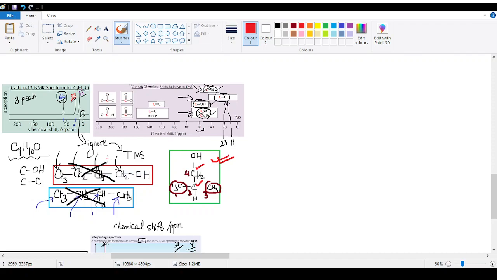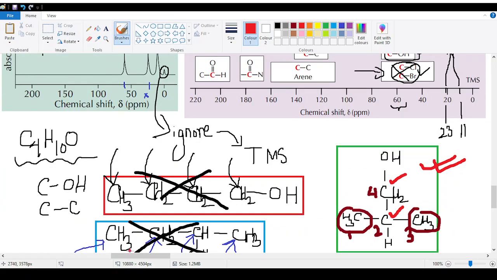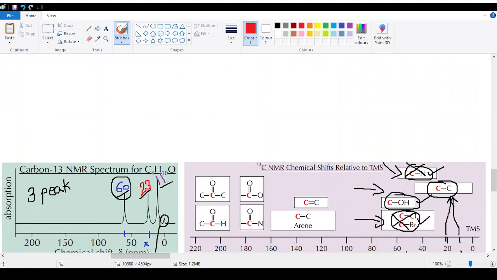All right. So that's it for carbon NMR spectroscopy. I have a lot of examples actually, but we'll just move on to the hydrogen NMR. I might give you this PDF.